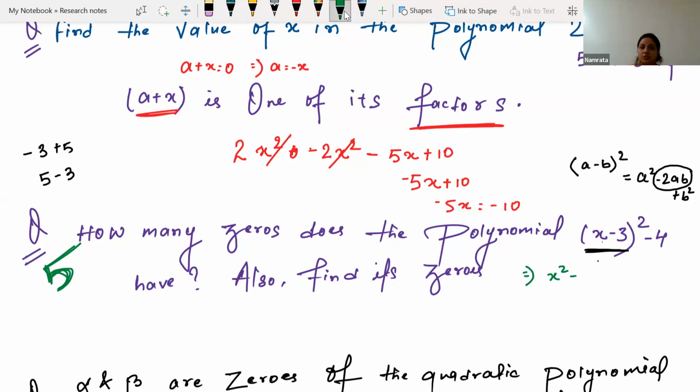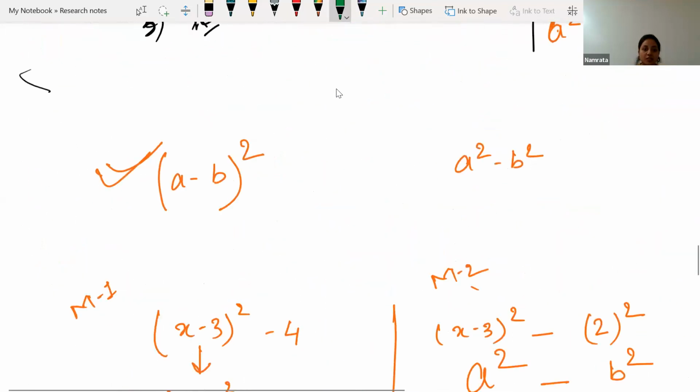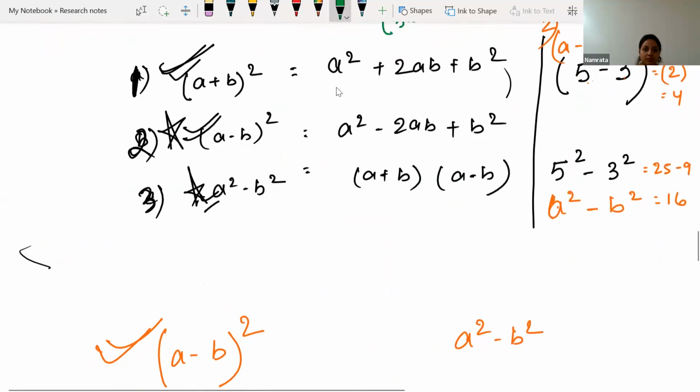You said first we need to expand it, right? Yes, ma'am. Yeah, perfect. Let's expand it. So we will be having a square minus 2ab. What will be 2ab? It will be x and minus 3, so minus 6. Is it minus 3 or only 3? Because the minus sign I have already taken, so it will be only 3. Only 3. Okay.